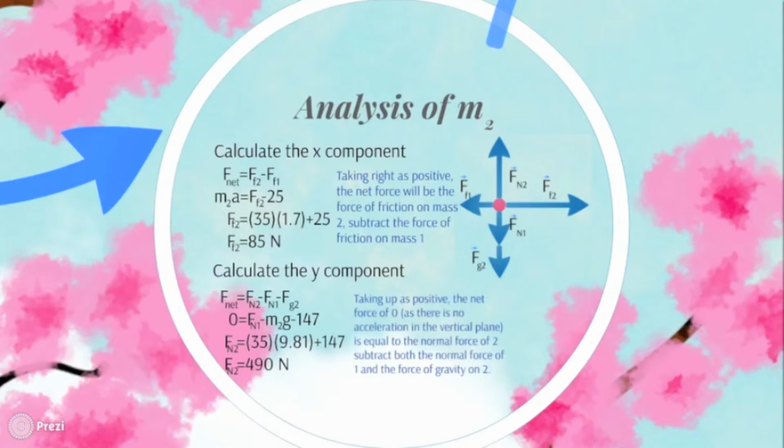Then we calculate the y component. If we take up as positive and the net force as 0, as there is no acceleration in the vertical plane, then the net force is equal to the normal force of 2, subtract both the normal force of 1 and the force of gravity on 2. F net is equal to Fn2, subtract Fn1, subtract Fg2. And 0 is equal to the force of the normal on 2, subtract the force of gravity on 2, subtract 147, which is the number that we previously derived, giving us a normal force of 490 newtons in total.